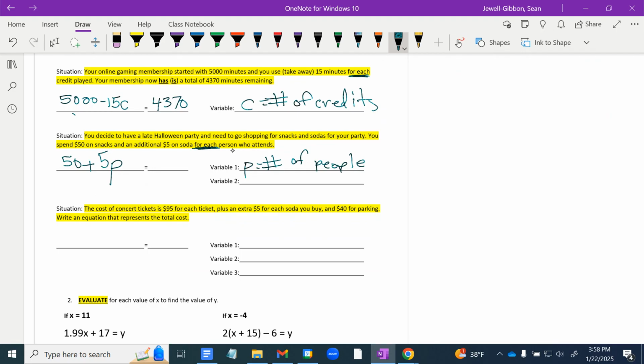And we are modeling the cost here, right? We start with $50 plus another $5 for each person. So I'm going to go ahead and use C for cost, because that's what we're actually trying to find here. So C is the cost, or the total cost.